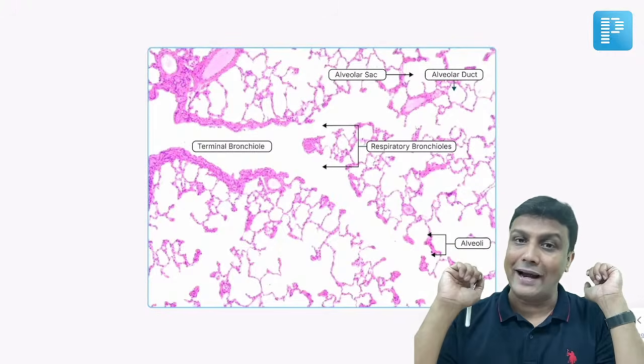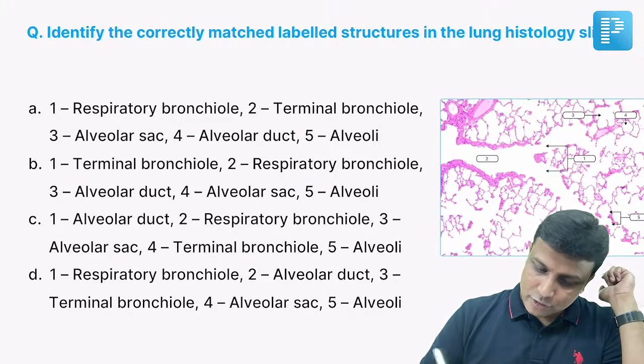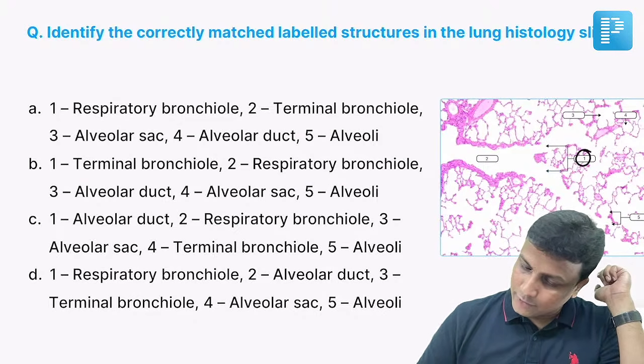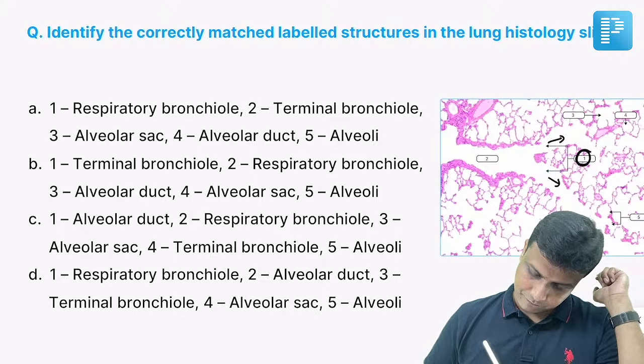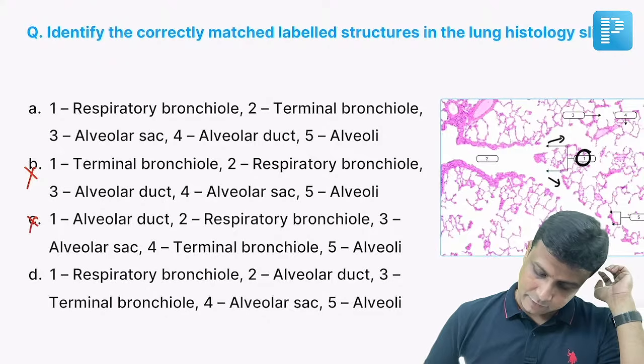I hope you'll be able to manage with this one here. Okay. So number 1, which is given here, sir, this one here will be the respiratory bronchiole. So it cannot be option B, it cannot be option C. Number 1 is respiratory bronchiole.